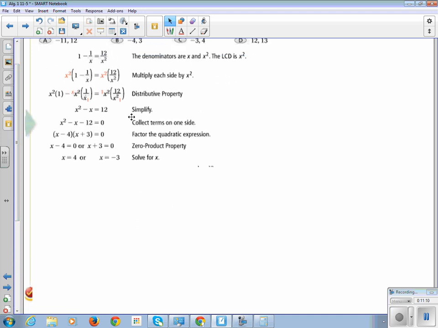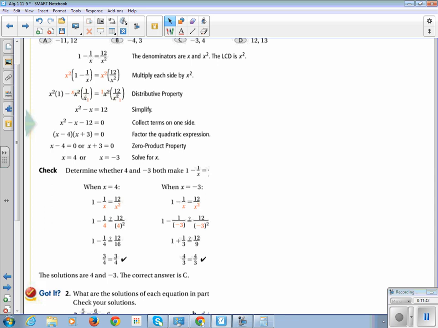So solving quadratic, remember we minus 12 from both sides, so we get everything on one side. And then we say, what two items multiply to give us 12 and add to give us negative 1? And that's negative 4 and positive 3. And then we say, what does x have to be to cause x minus 4 to be 0? That's 4. And what does x have to be for x plus 3 to be 0? That's negative 3. And then we have to check both answers to see if they make a true statement.